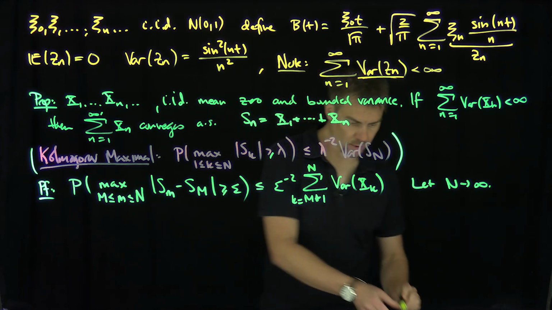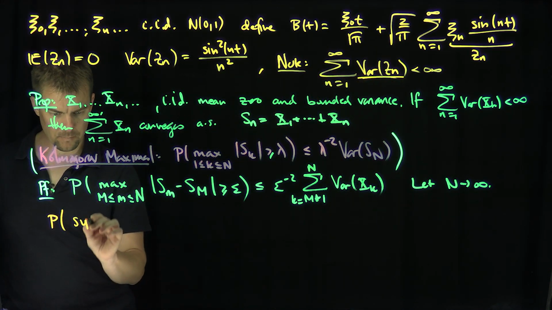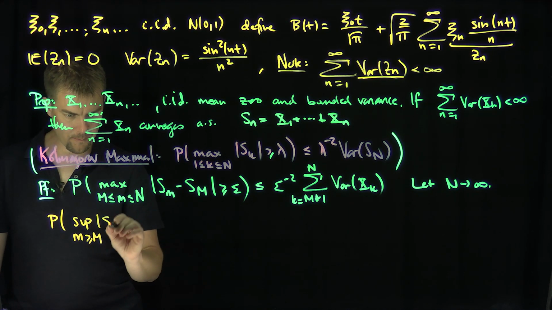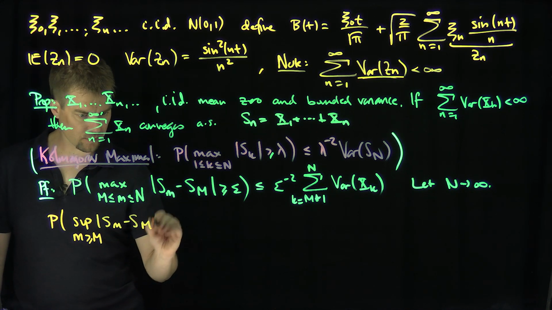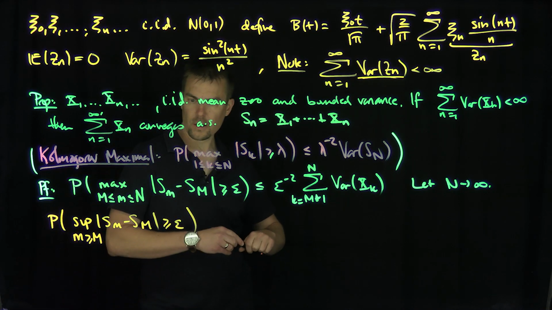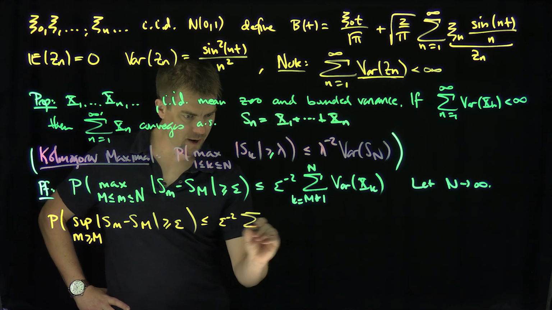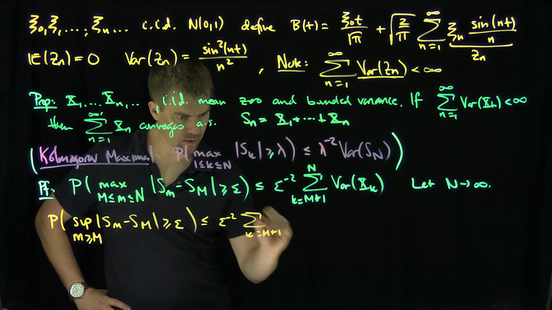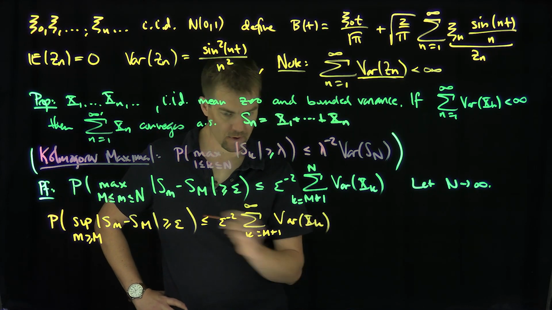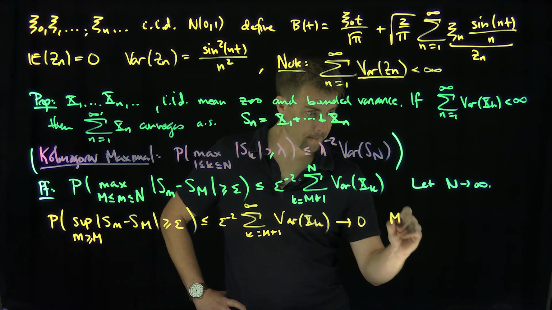Okay. As n goes to infinity, what does our inequality become? Our inequality becomes the probability that the supremum over all m bigger than or equal to capital M of S_m minus S_M is less than or equal to epsilon to the negative 2, the sum k goes from M plus 1 to infinity of just the variance of X_k. Now, of course, as M goes to infinity, this goes to 0, right? So this tends to 0 as M goes to infinity.